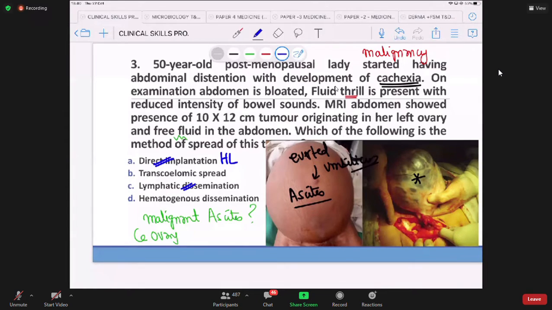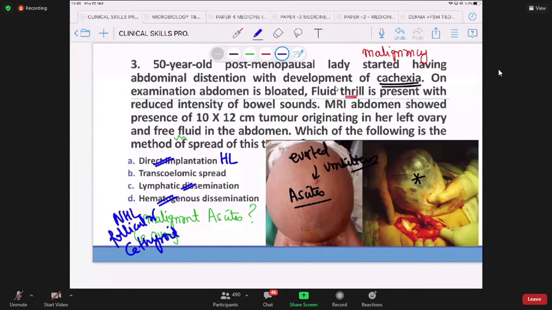You can rule out 2 options in this question very easily. Direct implantation, I mean something directly touching, no. Lymphatic dissemination, definitely not. In fact, a lot of people in the actual exam tended to answer lymphatic dissemination. But please remember, if you compare between options B and D here, hematogenous dissemination is what you read for cancers like non-Hodgkin's lymphoma and follicular cancer of thyroid. They are the ones that metastasize via the bloodstream.